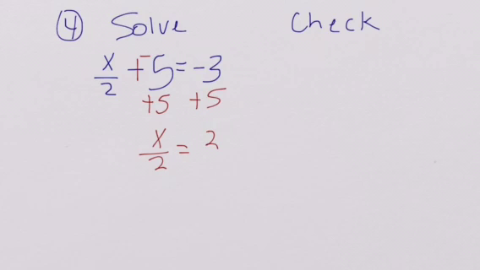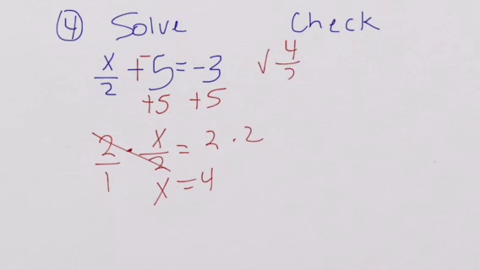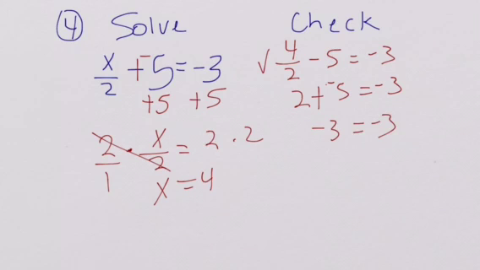What math operation is the 2 doing? Division. What's the opposite of dividing by 2? Multiplying by 2. So we're going to multiply by 2, cancel out. So this is going to be x is equal to 4. We're going to check it. 4 divided by 2 minus 5 is equal to negative 3. 2 minus 5 is equal to negative 3. When do we subtract? Never. We add a line and change the sign. So 2 plus negative 5 is negative 3, which means x must equal 4.